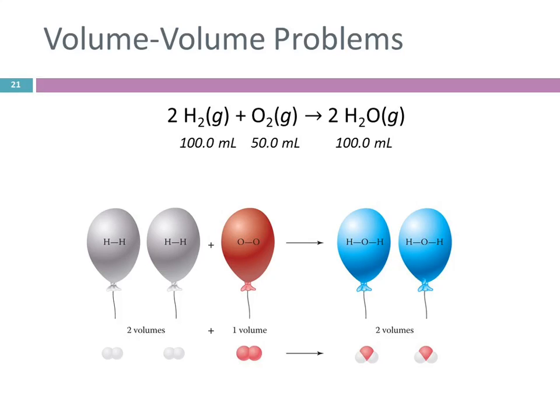Hydrogen and oxygen combining to form water. 2 moles of hydrogen react with 1 mole of oxygen to make 2 moles of water. If I have 100 milliliters of hydrogen gas, it will react with 50 milliliters of oxygen gas and form 100 milliliters of water in the gas state. Now, some students are bothered by this because they say, well, how can you take 100 milliliters of something and add 50 and get 100?